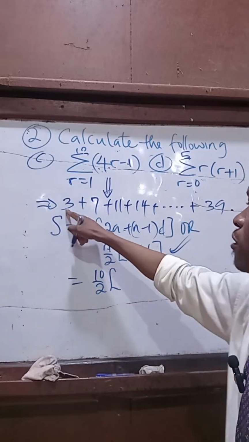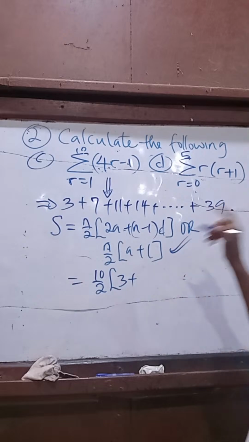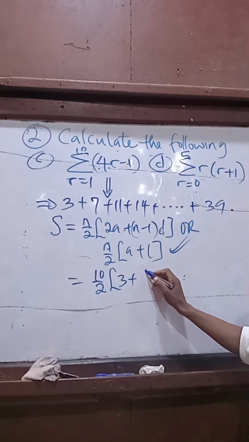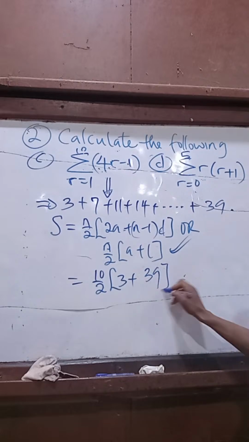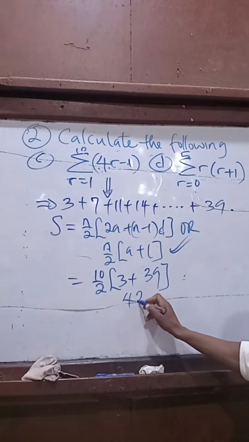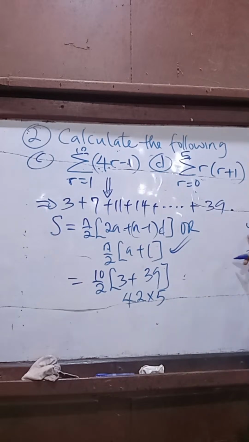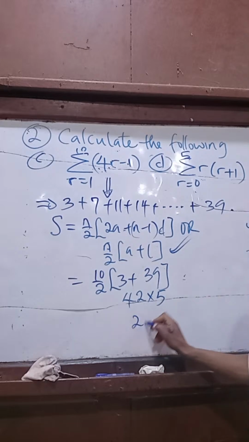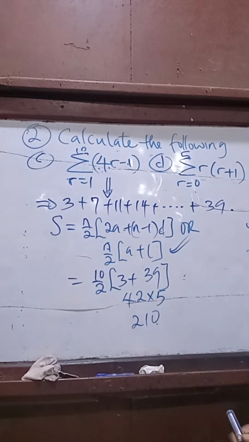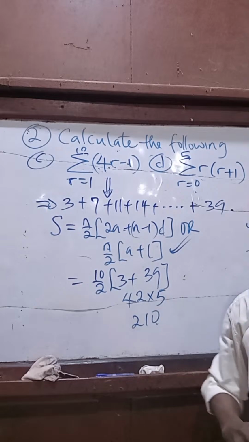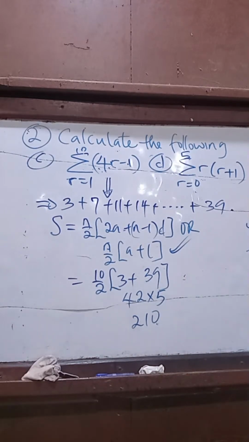Your a is the first written number, your l is the last written number. That's the last term, so that will be 42 times 5, that's 210. So that one is done. So we'll go to the last question, then after that, we'll take another question.